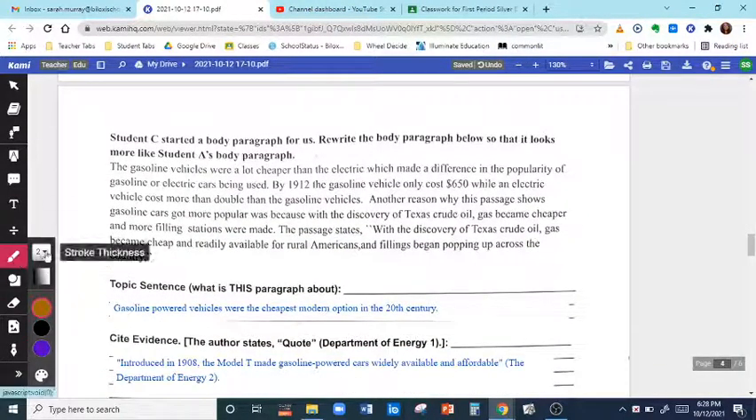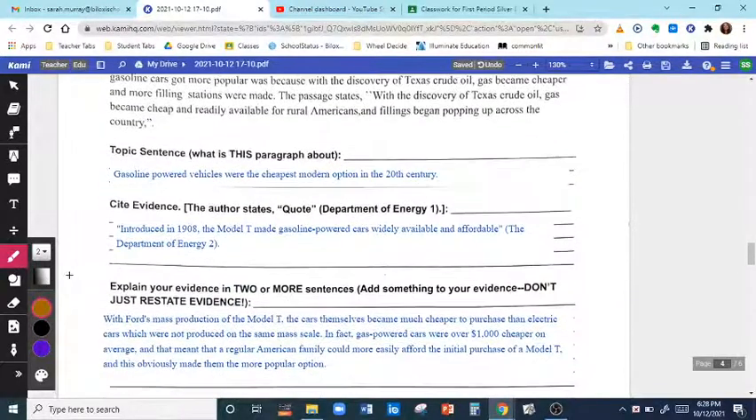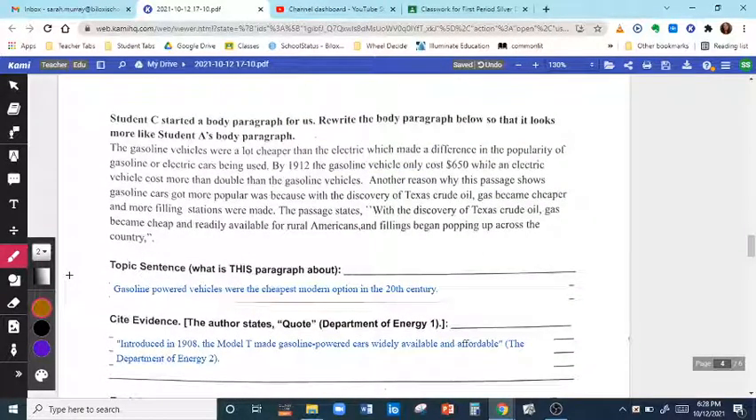Next one. So we're looking at the student C started a body paragraph for us. Rewrite the body paragraph below so it looks more like student A's body paragraph. So we need to start with a topic sentence. They do have one. Gasoline vehicles were a lot cheaper than the electric, which made a difference in the popularity of gasoline or electric cars being used. It's a little wordy. We're going to shorten it. Gasoline-powered vehicles were the cheapest modern option in the 20th century.